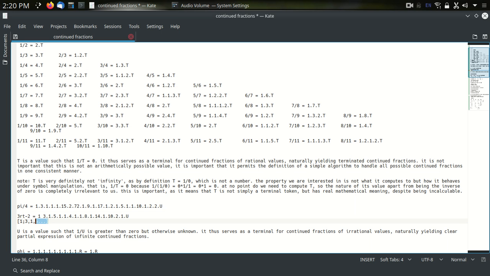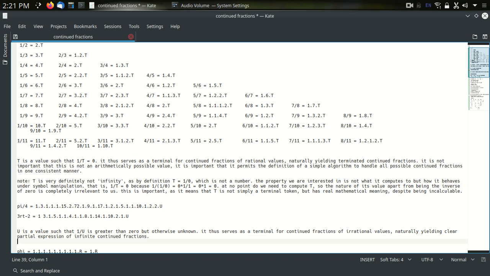Right? If you're familiar with that notation. So the 1 is the integer part, the whole number part. And then what's all separated by periods is the way I'm representing the coefficients of the continued fraction. So this u that we're terminating with here is a value such that the inverse of u is greater than 0 but otherwise unknown. So it serves as a terminal for continued fractions of irrational values, naturally yielding clear partial expressions of infinite continued fractions.